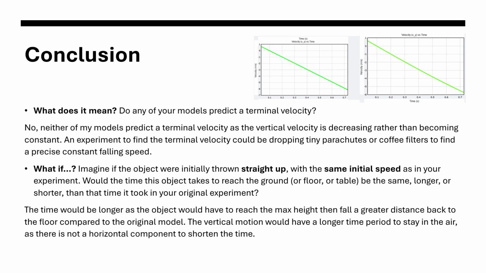Imagine if the objects were initially thrown straight up with the same initial speed, would the time it takes for the object to reach the ground be longer or shorter? This time would be longer, as the object would have to reach the max height and fall a greater distance back to the floor compared to the original model. The vertical motion would have a longer time period to stay in the air, as there is not a horizontal component to shorten the time.